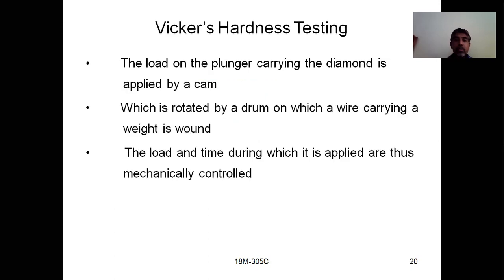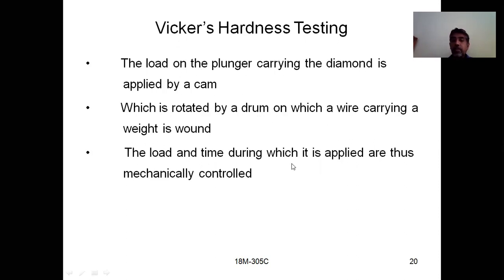So now, how the load will be applied. I already told you we have to apply the load gradually. So how to apply the load, we will discuss. The load on the plunger carrying the diamond is applied by a cam. So how will you apply? By using a cam mechanism, which is rotated by a drum on which a wire carrying weight is wound. So here what we are discussing is how the load can be applied, because the load can be applied by using a cam, and that cam is rotated by a drum on which you have a wire. For that wire you have a weight.